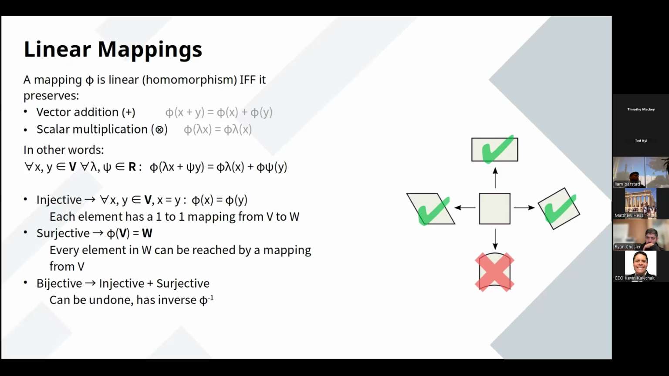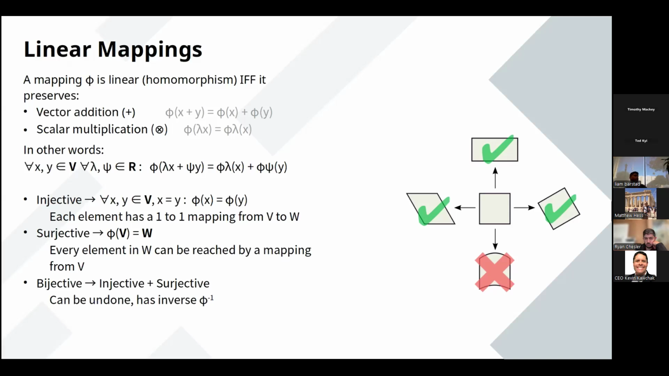Injective is sort of like a one-to-one mapping. An example of something that is not injective is x squared. If we're transforming from V to W, then for multiple values in V, if you do x squared, it's going to yield the same result. -1 and positive 1, or -2 and positive 2, will yield the same result. So x squared is not injective.